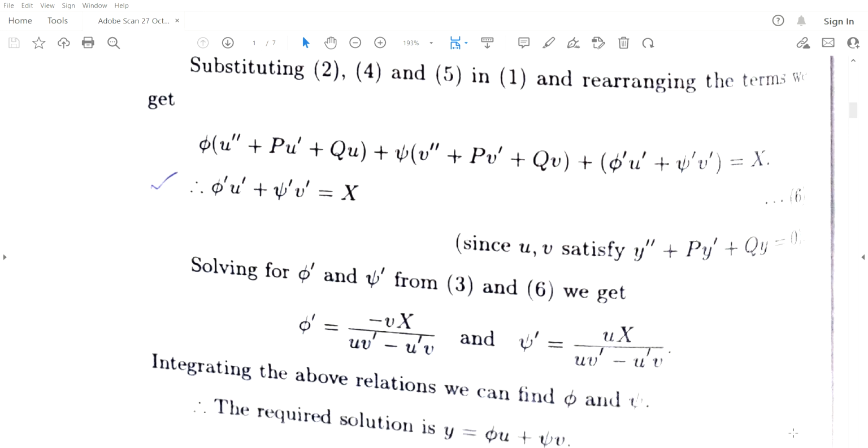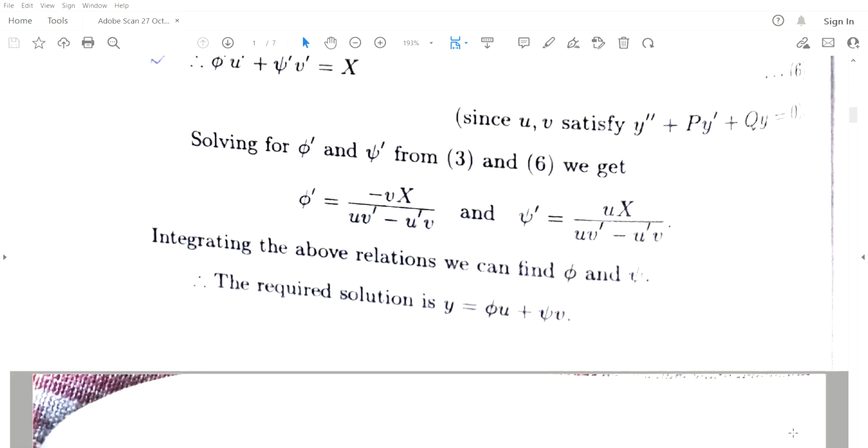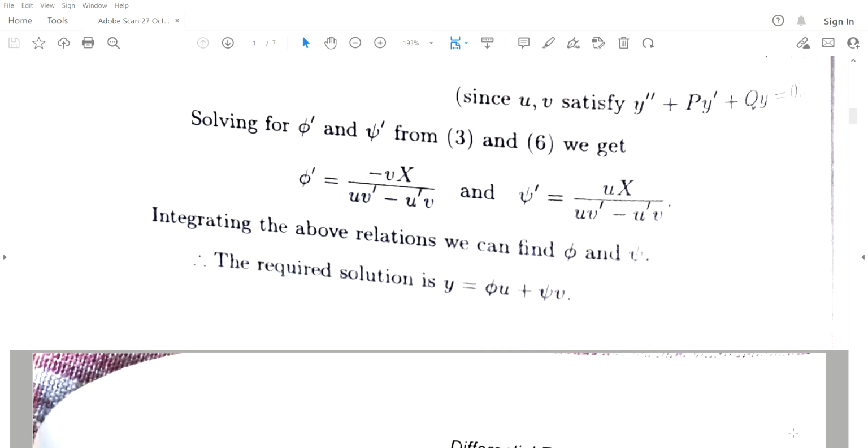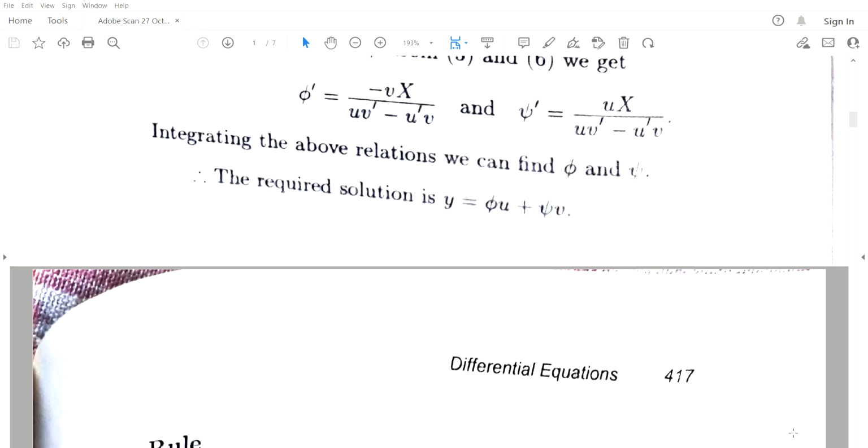Therefore from this relation we get an equation in phi dash and psi dash. Therefore 3 is another equation in phi dash and psi dash. Solving these two, we theoretically get phi dash and psi dash, where u and v are functions of x, and x is a function of x. Therefore integrating that, we get phi and psi, and the solution will be y is equal to phi u plus psi v.